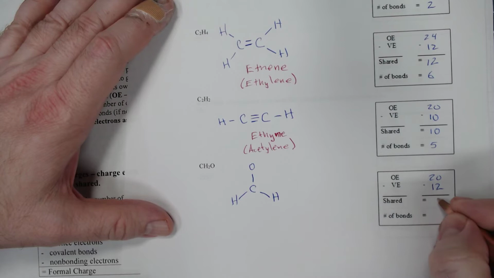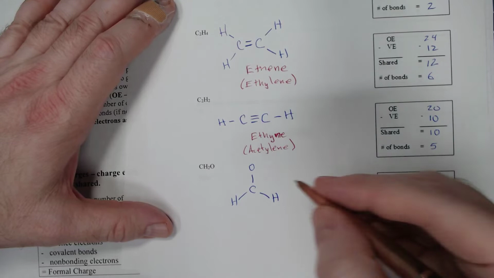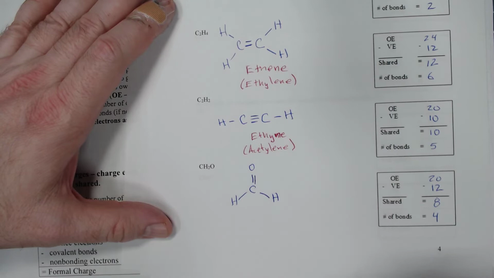That gives us 8. Eight shared electrons, and half of 8 is 4. So we have 4 bonds. Well, there's only one place to put the extra bond. You'll see that we've got 3 already. There's only one place to put that extra bond, and that's between carbon and oxygen.